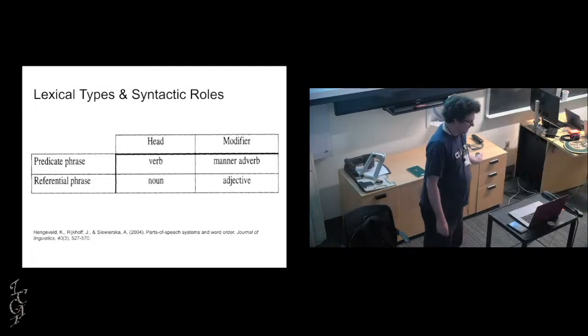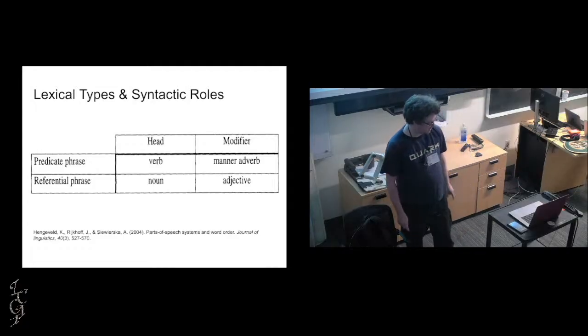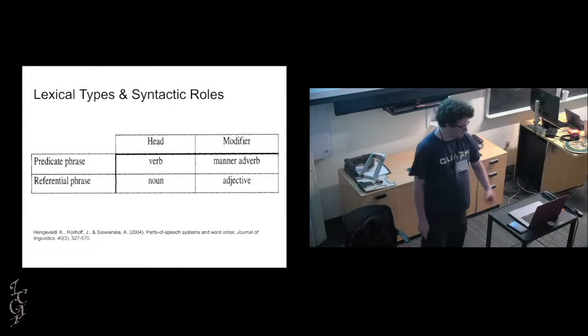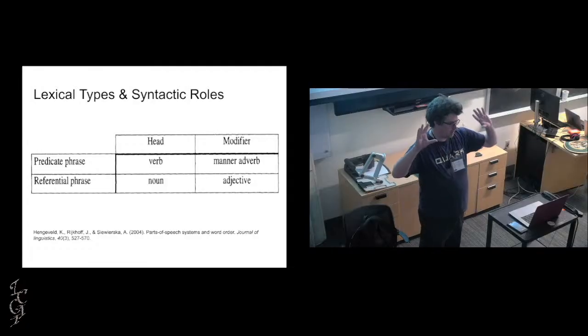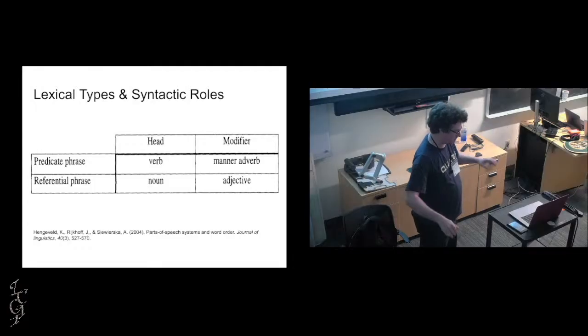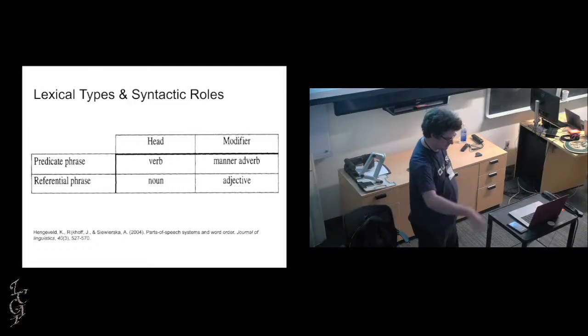This comes from a paper by Hengeveld, Rijkhoff, and Sebierska. You can go look it up later if you want to. But the basic idea is that we define four basic parts of speech that could exist as content words, so we're ignoring all the function words, all the articles and prepositions and inflectional stuff, just talking about content words.